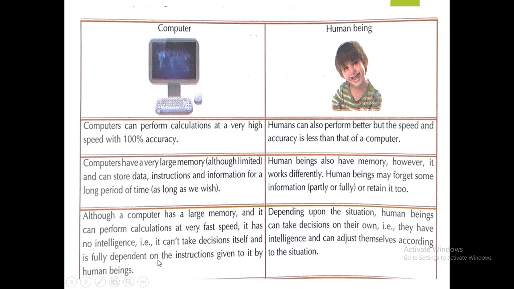It fully depends on the instructions given to it by human beings. So the computer cannot work by itself. It depends on the instructions given to it by the user. But human beings, depending upon the situation, can take decisions on their own. That is, they have intelligence and can adjust themselves according to the situation. So these are the differences between the computer and human being.